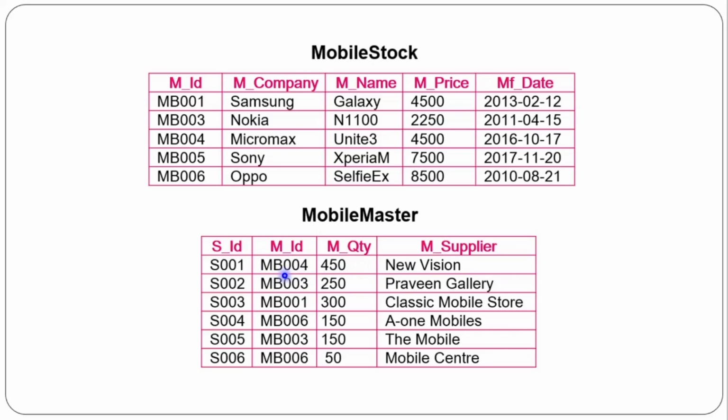How can we know which mobile is supplied? The mobile name and its price is stored in the other table, mobile stock. And if we want to know how much money we want to pay to this supplier S05 for supplying the MB03 mobile, the details and price are stored in the table. In such situation, we want to display data from multiple tables.